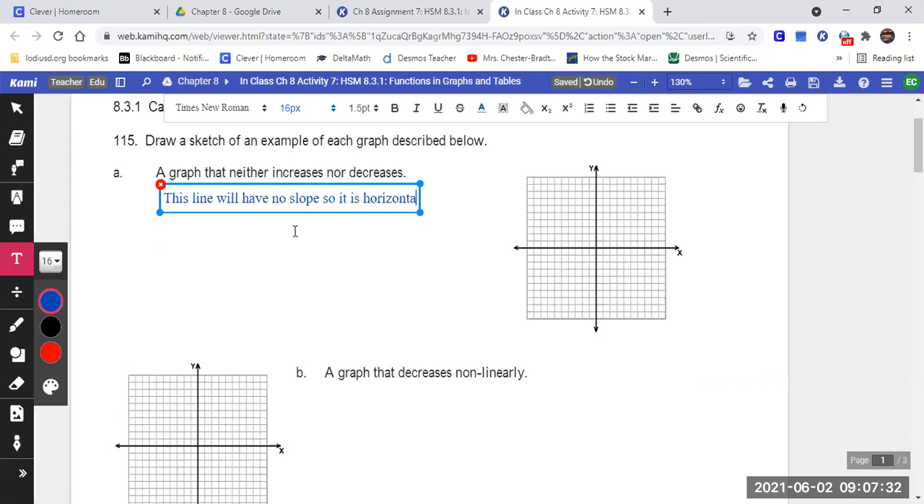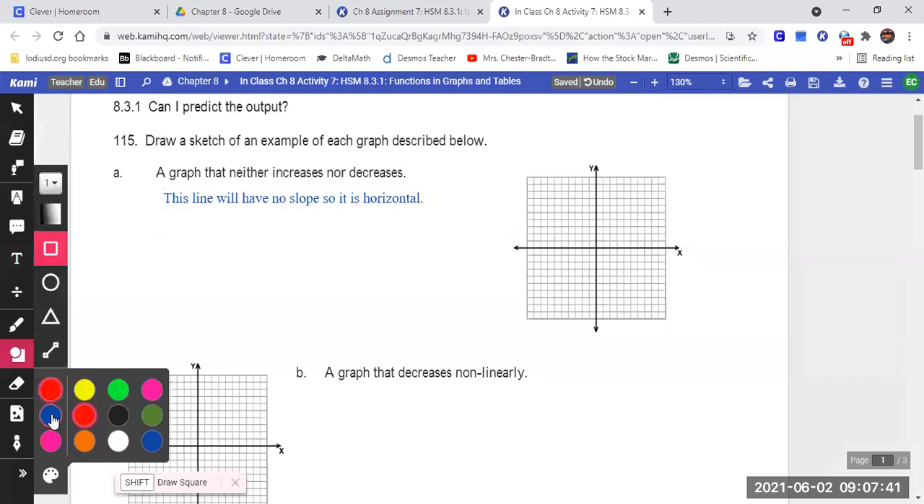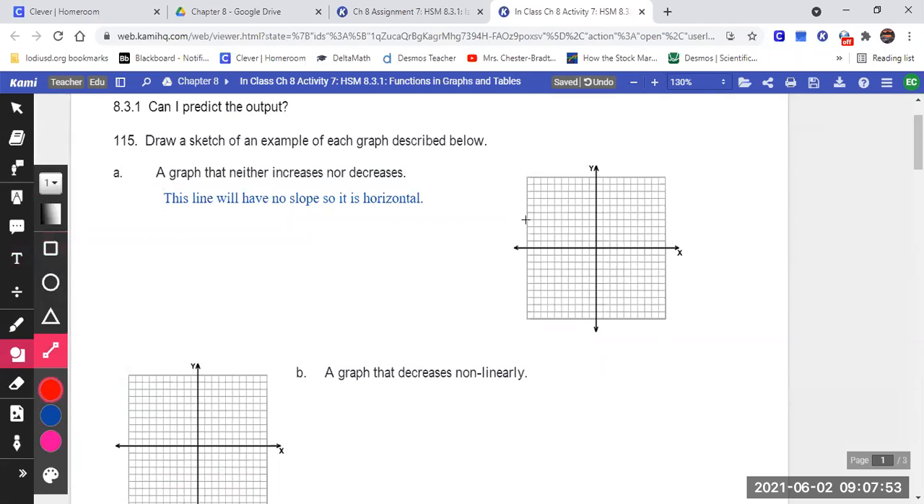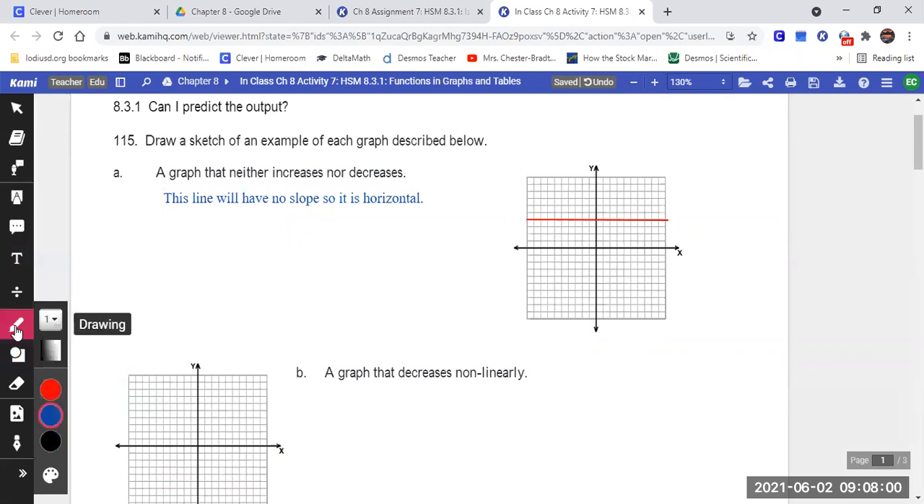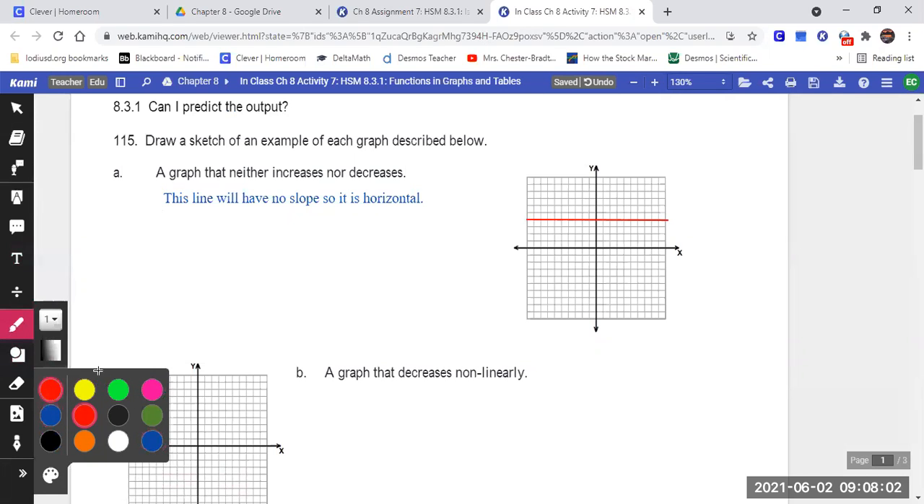Horizontal, yeah. Okay, so does it matter where on the graph we draw our straight horizontal line? Nope. I'm going to put mine through this spot right here. And since it is a line, it does continue forever. So I need to put the arrows on the end.